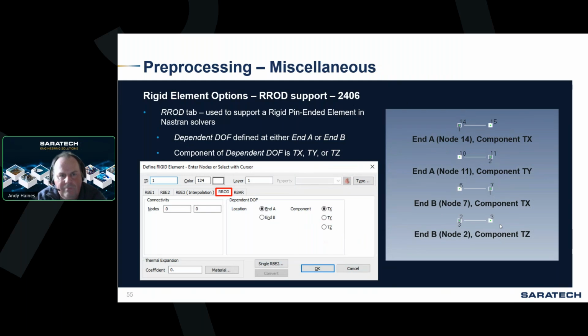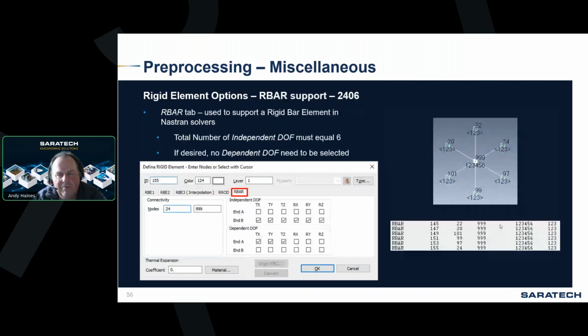For 2406, just something people had asked for: we were always just taking our rods and turning them into RBE2s, which was really not great for people trying to round trip. So we added full support for the R rod, basically through the dialog box we used to make the other types of rigid elements, and same thing with the R bar, so that we now support both of those in 2406.